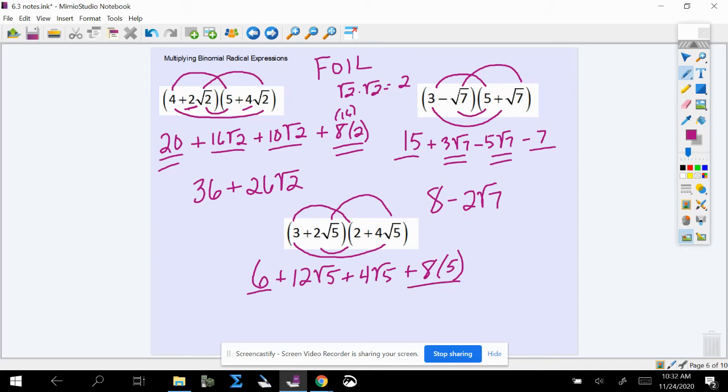I can combine my pieces without the radical. So 8 times 5 is 40. So 6 plus 40 is 46. And I can combine my radical pieces because they both are root 5. 12 plus 4 is 16 root 5. Those are all your different multiplying binomials.